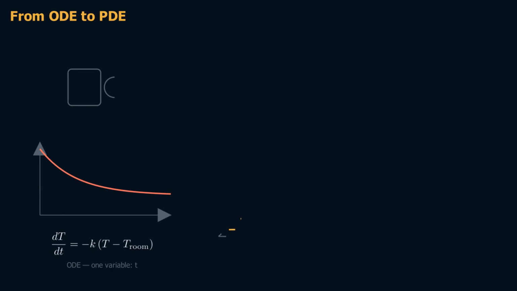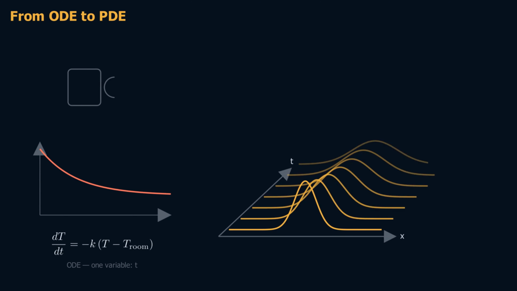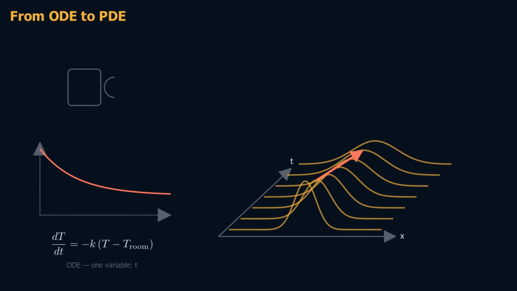But our rod is richer. Temperature depends on position x and time t. So T is a surface. A landscape sitting over the xt plane. And on a landscape, slope is no longer one number. Standing at any point, I can ask, how steeply does temperature change if I walk in the x direction, holding time frozen? Or, how fast does it change in time, staying at the same spot?